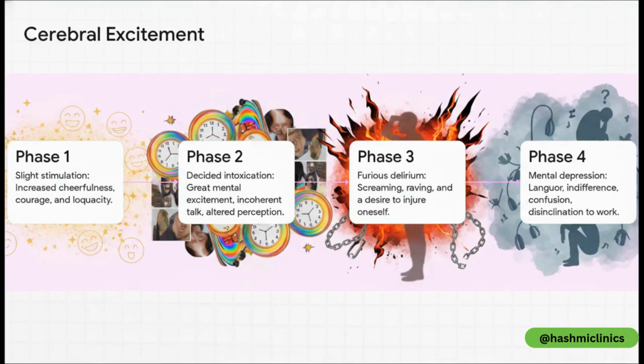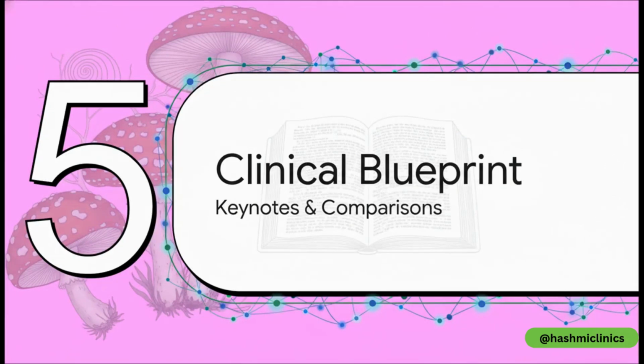The provings give us a very clear outline of this four-stage progression. It can start with just simple cheerfulness, then it moves into a definite intoxication with distorted perceptions. Then it can escalate into a furious, raging delirium, and finally it collapses into mental depression and confusion. This framework is so helpful for us because it helps us place our patient's mental state within the remedy's known sphere of action.